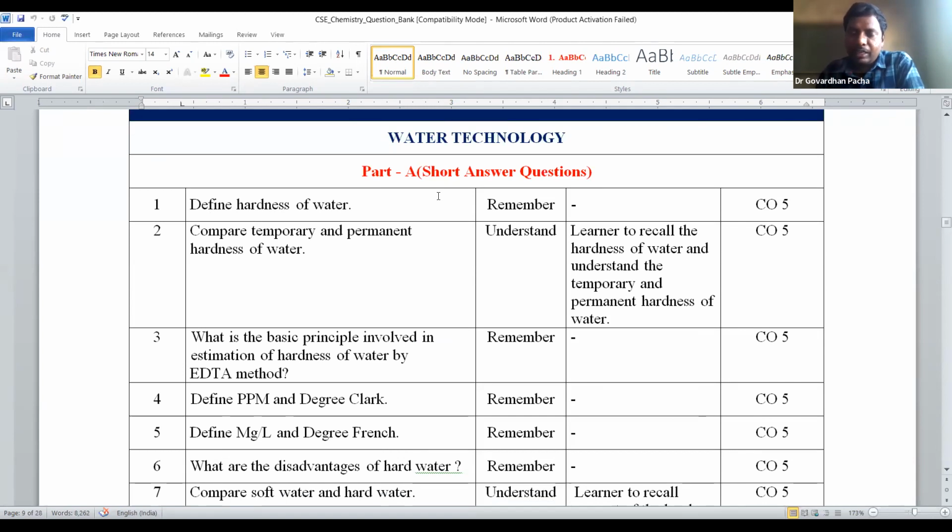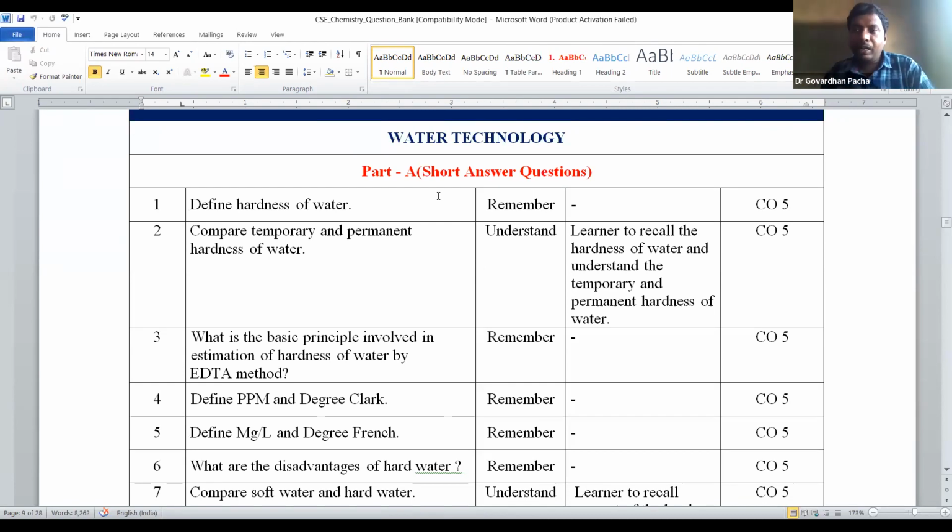And next, compare temporary and permanent hardness of the water. Tell me, what about temporary hardness, ma? It can be removed by the boiling process, ma. Okay, ma. Whereas permanent hardness can be removed by boiling? Is it possible? Ion exchange method. Very good, ma. Ion exchange method. The ion exchange method comes under the category of water softening methods. Okay, ma.